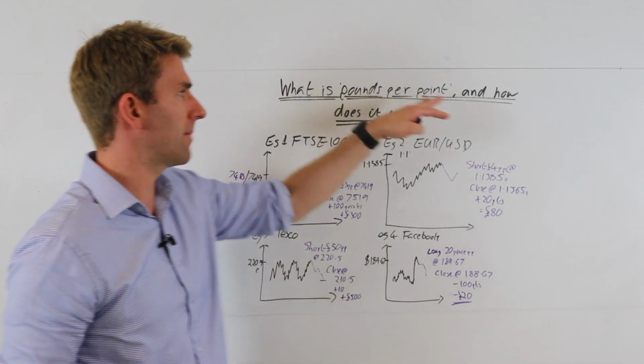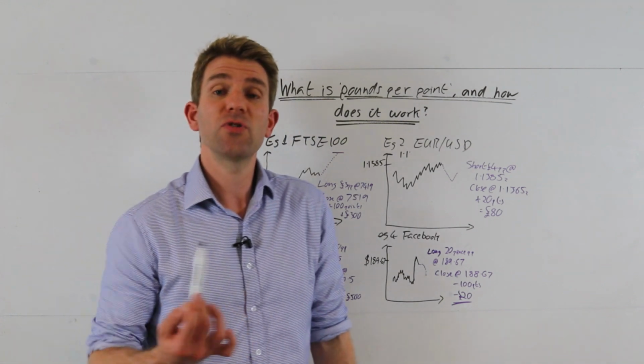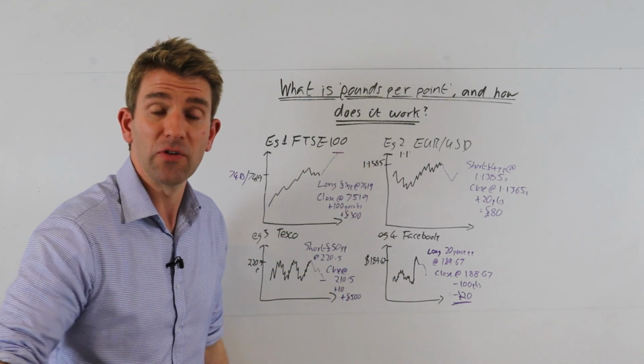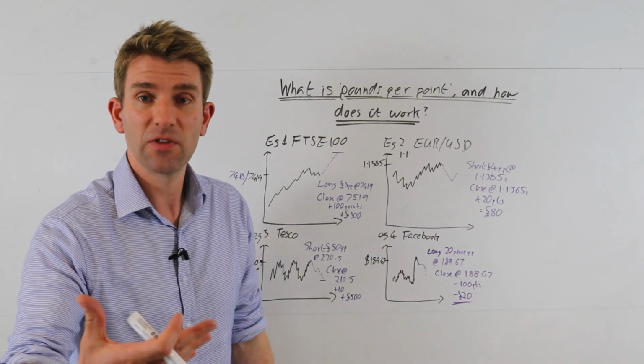But for this video, we're going to talk about pounds per point as opposed to the spread. You're going long here at 7,419. You decide to do £3 per point, and your target is 100 points higher. So if you're correct, you're going to make 100 points times your stake, which is £3, £300.